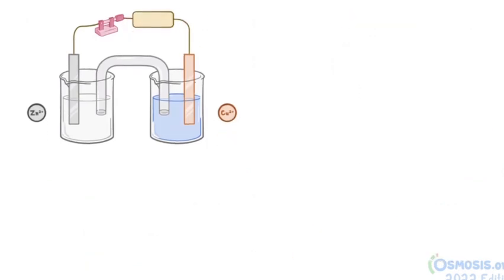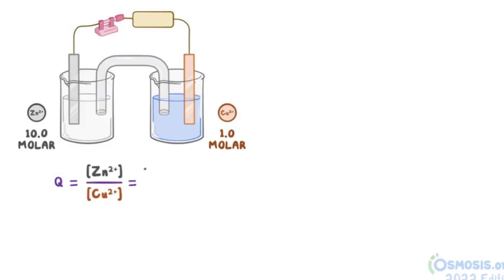Now, let's change things up again. Let's keep the copper ion concentration at 1.0 molar, but increase the zinc ion concentration from 1.0 molar to 10.0 molar. So, now we have different non-standard conditions again. Let's calculate Q at the moment that we close the switch. At that moment, Q equals the concentration of zinc 2 plus divided by the concentration of copper 2 plus. So 10.0 divided by 1.0, or 10.